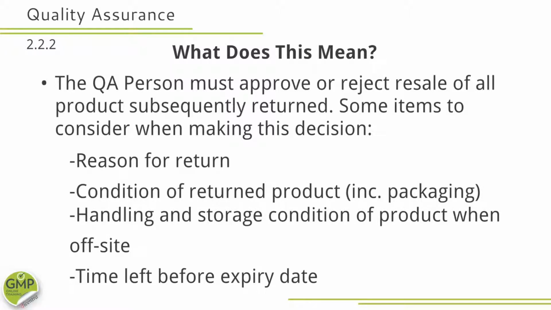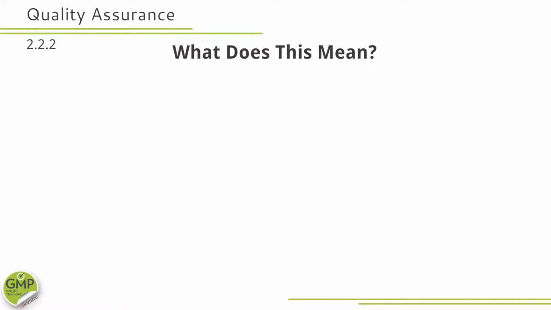For example, was the product shipped to the wrong place? Or was it returned due to a complaint about the quality? The condition of the returned product, including the packaging or labeling. Is there damage to the product, or are the seals of the packaging broken? The handling and storage condition of the product when off-site. Was it properly stored? Or was it potentially kept under conditions that would have adversely affected the product? The time left before the expiration date should be checked. There's probably no point in restocking the product if there are only 2 weeks left in the shelf life.